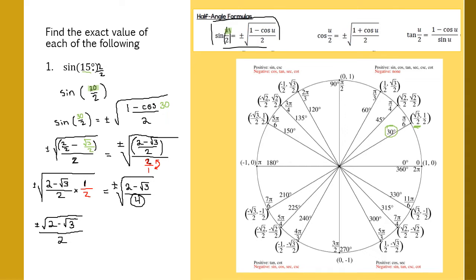Now, remember that I said we needed to think about what quadrant we were in to decide whether we were using the positive root or the negative root. So 15 degrees, this original angle that we are given in the problem, is half of 30. It's going to be somewhere in here, where it's definitely in quadrant 1. So whatever these x and y values are, they are both positive. So this is going to be specifically the positive square root. So the square root of quantity 2 minus root 3, all divided by 2, is your final answer.